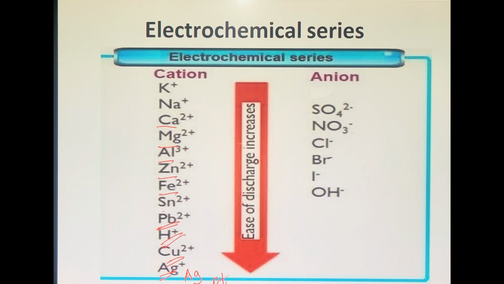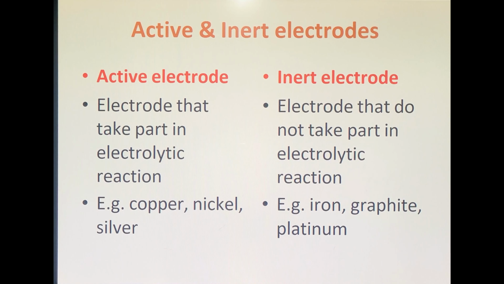Similarly for anions, what is the name you have to remember, children? Suno, caliber, I-O. S stands for sulfate, N stands for nitrate. What is nitrate? NO3, 1 minus. Caliber stands for Cl, Br stands for bromine, I stands for iodine, and IO stands for hydroxide. So this is the electrochemical series.